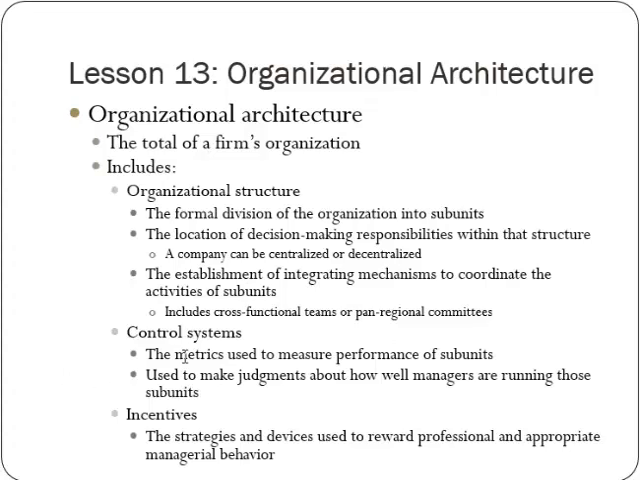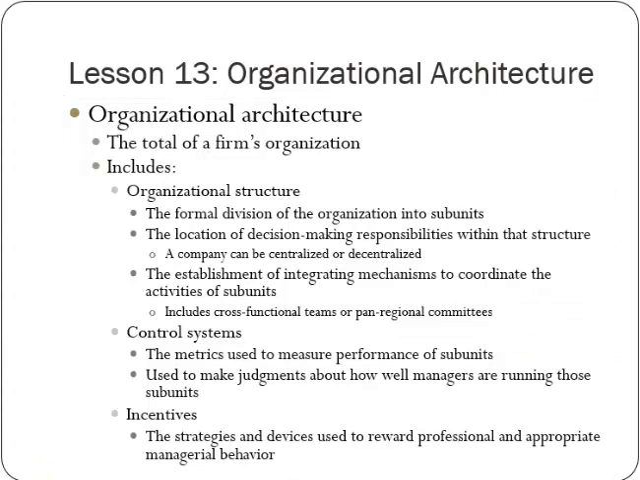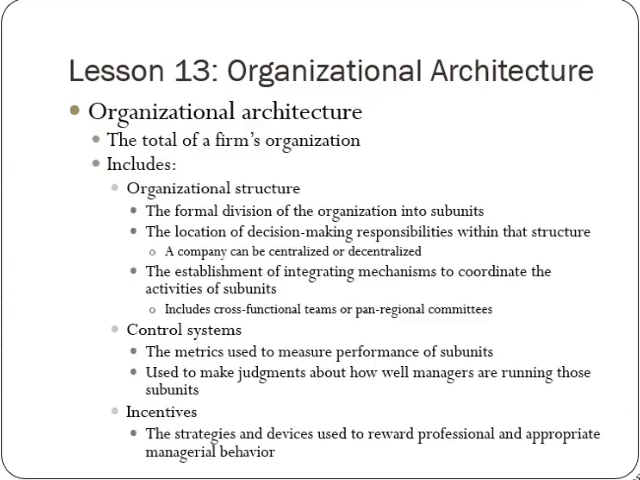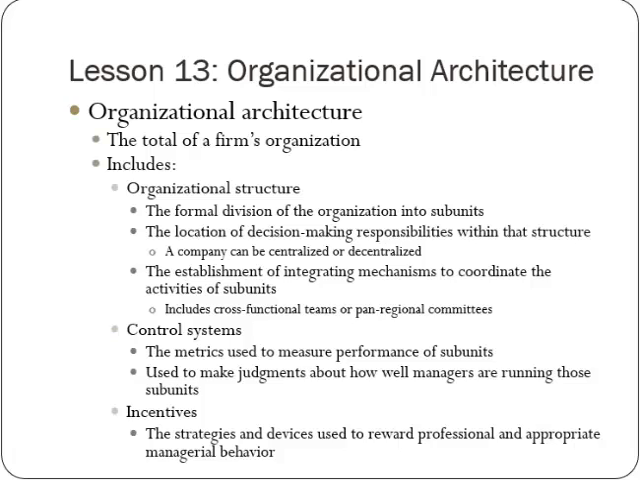Then you have control systems, which are metrics used to measure performance of subunits. This is how the company assesses itself. Something that's very important in academia, in schools, is assessment. Well, the same thing is true for companies. You want to try to assess your organization. How well are your sales teams doing? How well are your human resources teams doing? How do you assess these things? How do you measure them? What kind of statistics do you look for? These are the metrics, and they are also used to make judgments about how well managers are running those subunits.